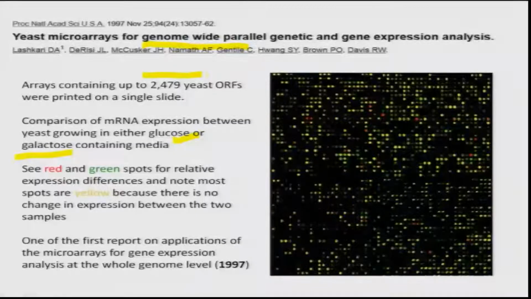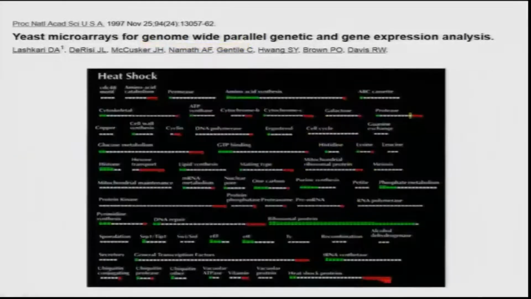And you can see that there are dots that are completely green, there are dots that are completely red, but the majority are yellow, suggesting that the majority of genes pretty much did not change in expression, but some of them shut down, some of them activated, and so on. So, that is the first report on the application of microarrays for gene expression at the whole genome level, which came in 1997. Since then, there are a large number of papers.